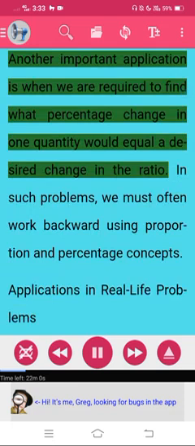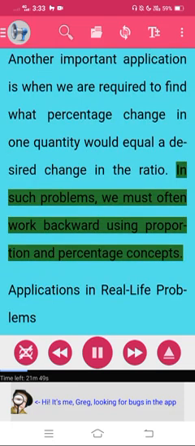Another important application is when we are required to find what percentage change in one quantity would equal a desired change in the ratio. In such problems, we must often work backward using proportion and percentage concepts.